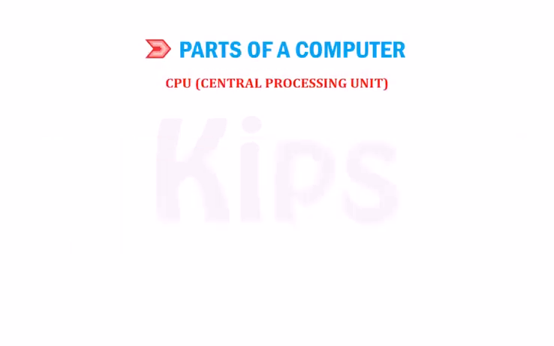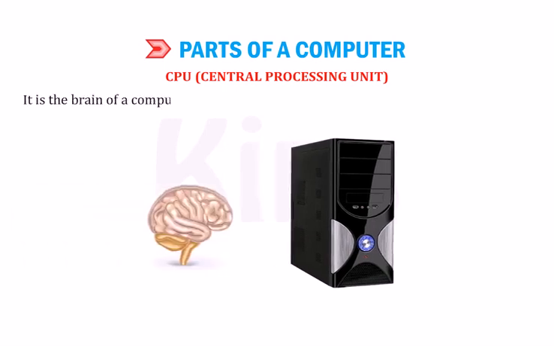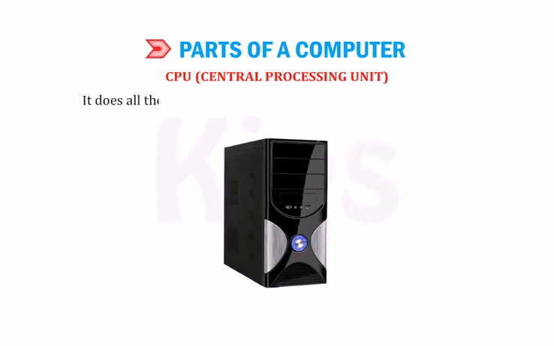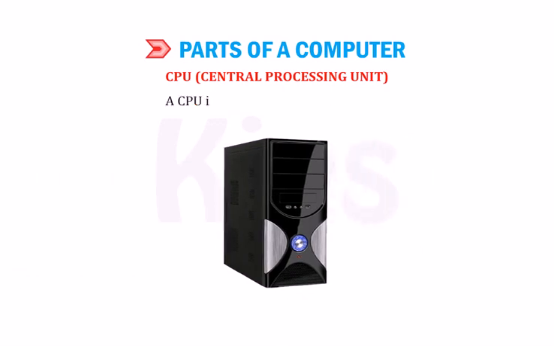Okay, now let us talk about CPU, that is, Central Processing Unit. It is the brain of a computer that processes all the instructions given to the computer. It does all the calculations and displays the result on the monitor. It also stores a lot of information. A CPU is made up of 3 main parts. They are MU, CU, and ALU.